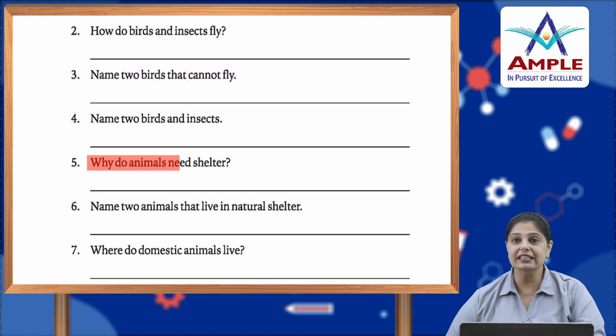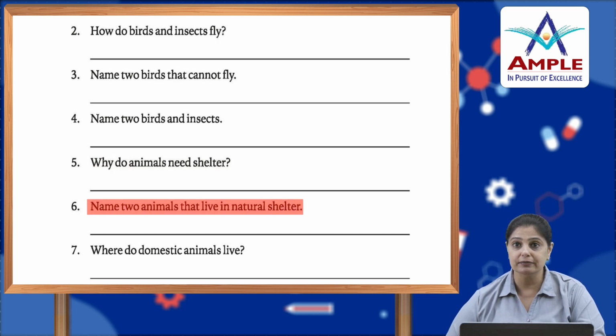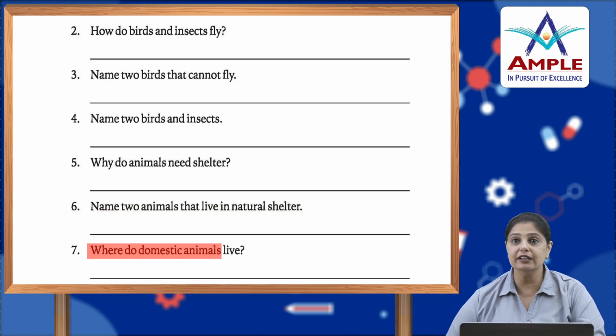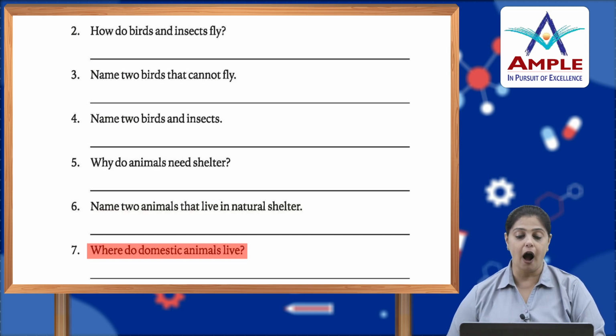Why do animals need shelter? To protect themselves from the heat, cold, the changing weathers, you can say, from other animals. All right. Next, name two animals that live in natural shelter. We can say the lion, we can say the fish, that live in the water. Where do domestic animals live? They live on the farms.